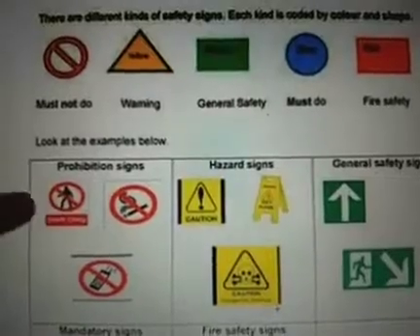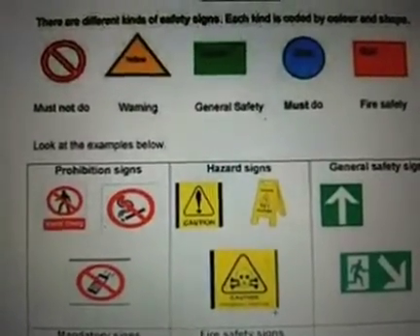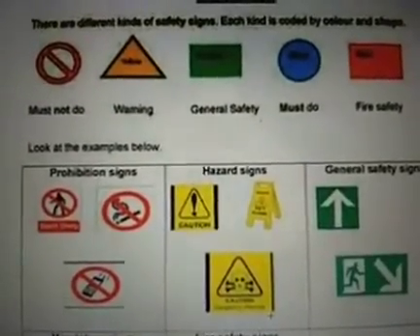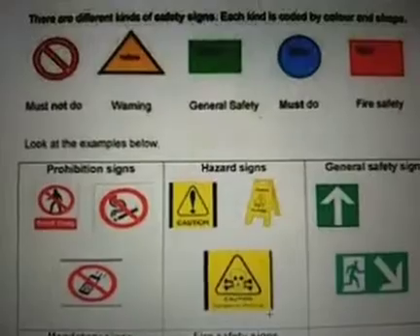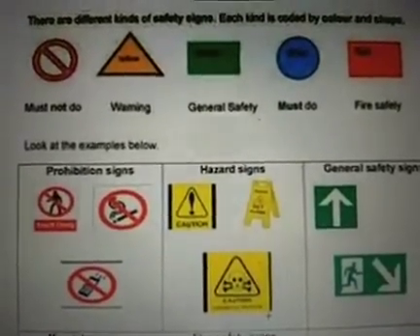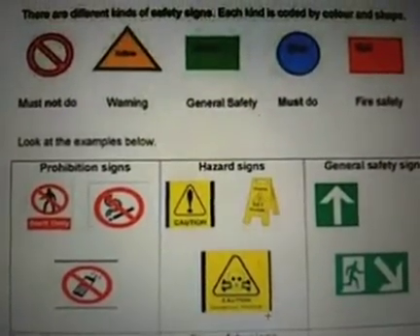Yeah, this sign can be just outside any room, and it can mean that it's a specific area only for specific people and you are not allowed to enter. So it's a prohibition sign. You must not do this. You must not enter.